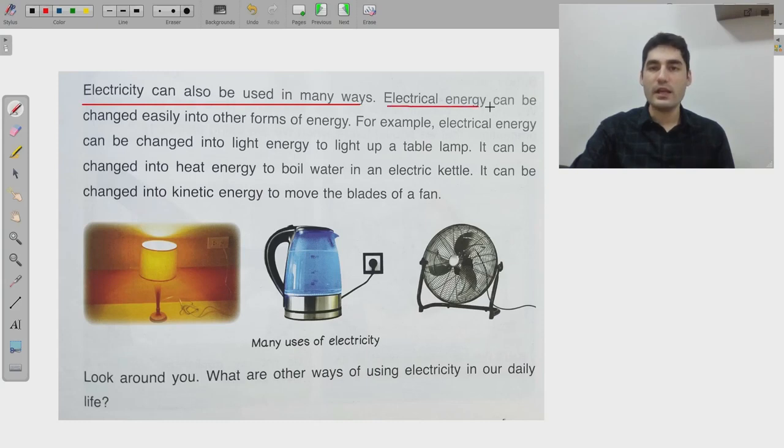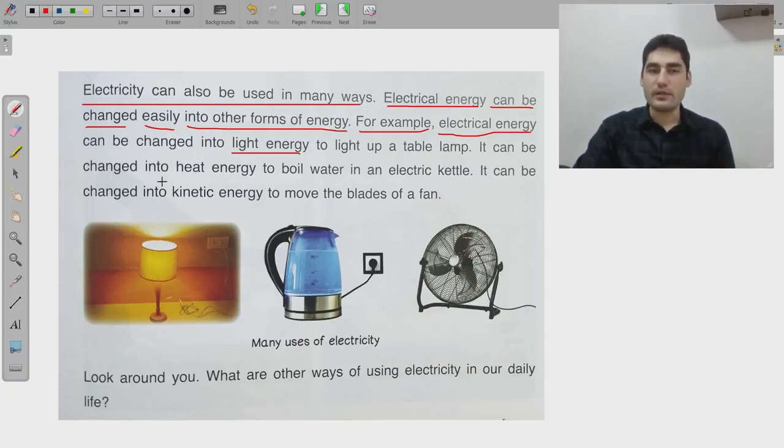Electrical energy can be changed easily into other forms of energy. What does it mean? Okay, let's look at the example. For example, electrical energy can be changed into light energy to light up a table lamp. Electrical energy, we have electricity, right? Electrical energy can be changed to light energy, so we can have light.